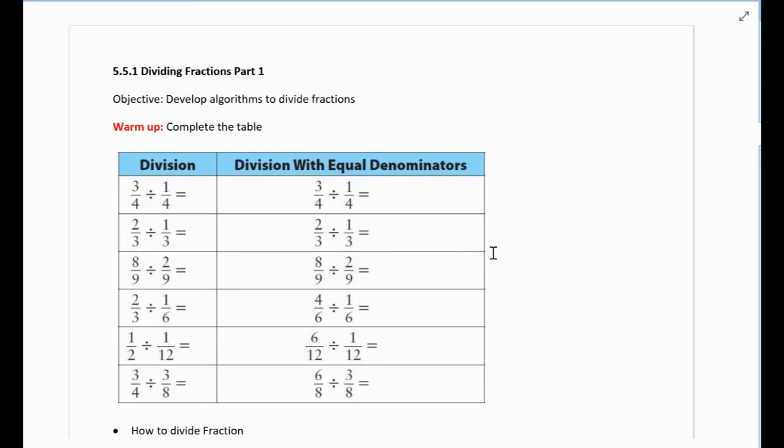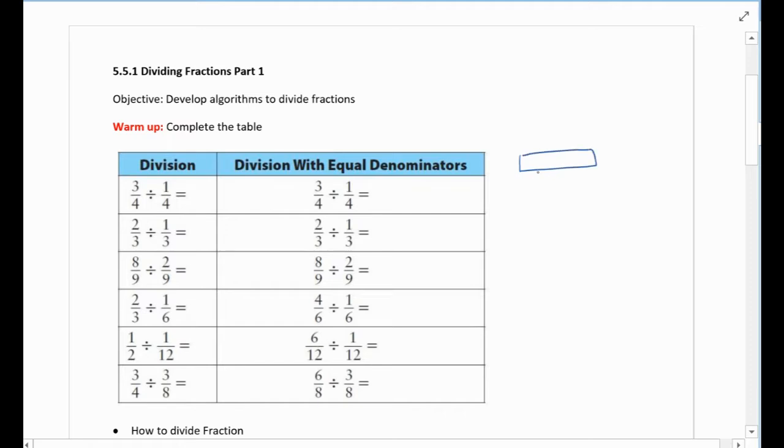Today we're going to learn how to divide fractions. Okay, I want you to look at the warm-up question. Look at the first one. We have 3 over 4 divided by 1 over 4. Okay, let's use a model to solve the question.